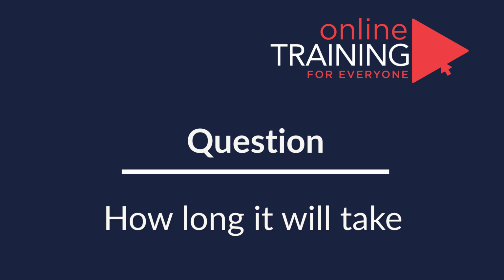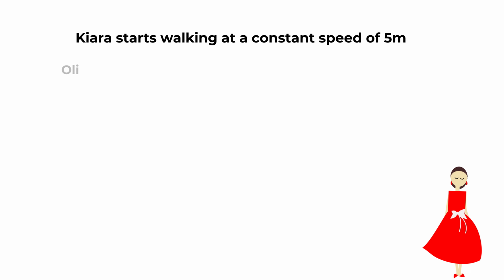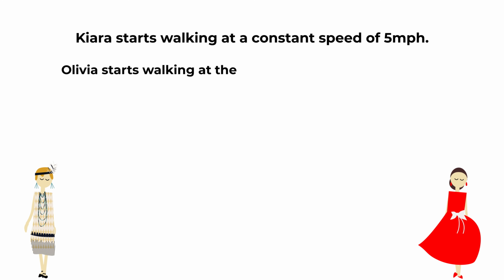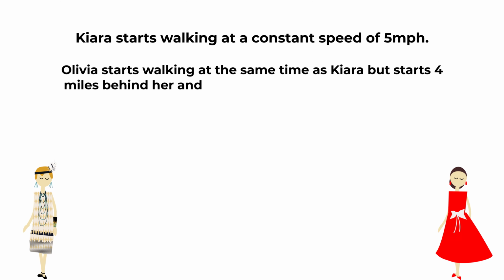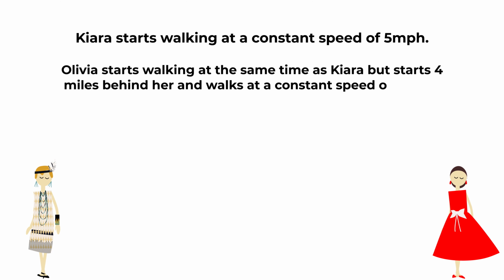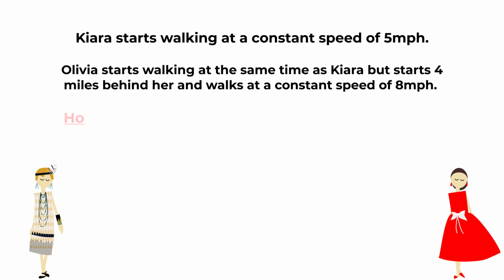Here's an interesting question we frequently see on the test. Kiara walks at the constant speed of 5 miles per hour. Olivia starts walking at the same time as Kiara, but starts 4 miles behind her and walks at a constant speed of 8 miles per hour. How long will it take for Olivia to catch up with Kiara?